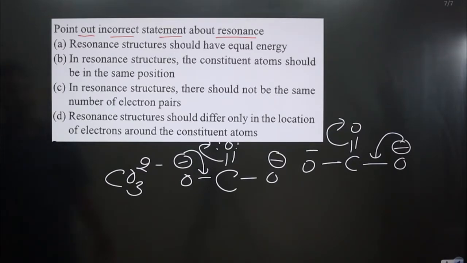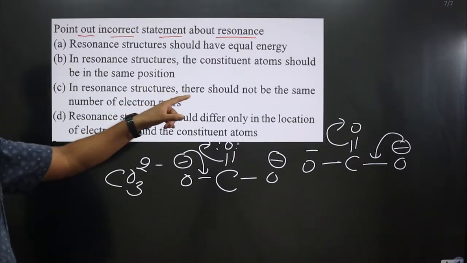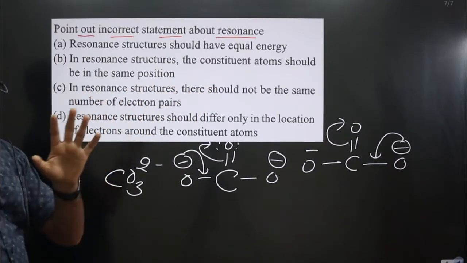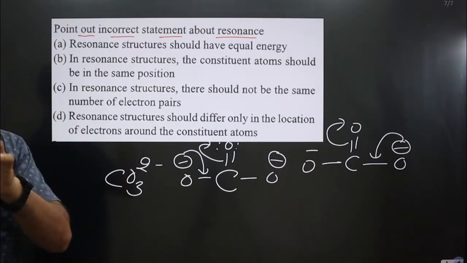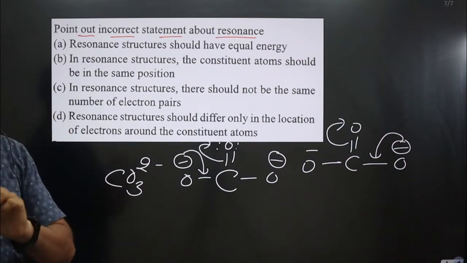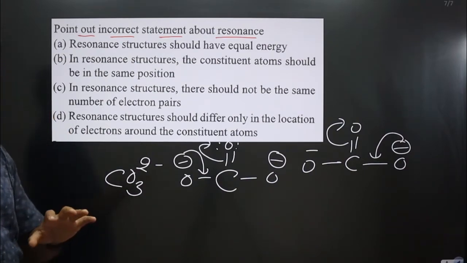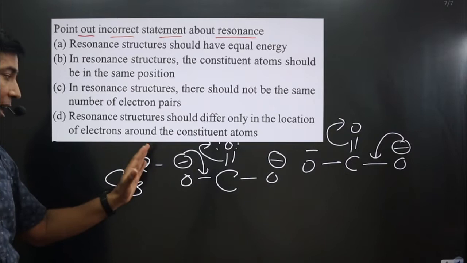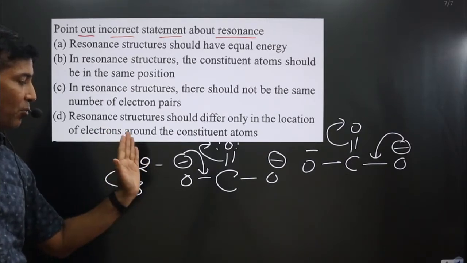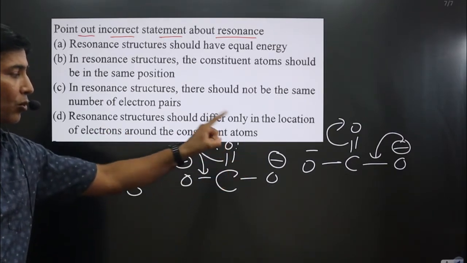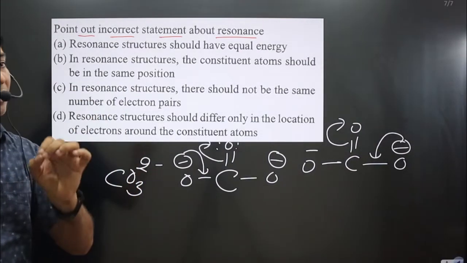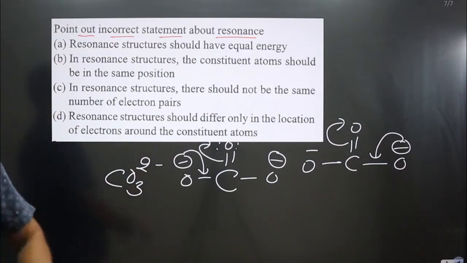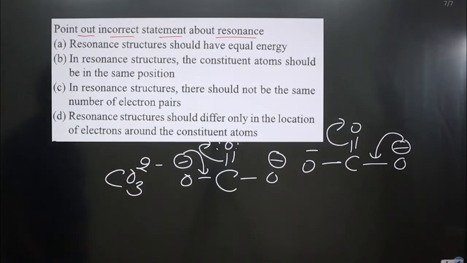Okay. Now if I talk about option C, in resonance structures there should not be the same number of electron pairs. Always keep in mind, the number of electron pairs remains the same in resonating structures. They will not be unequal, they will be equal only. They can make a movement from one atom to another atom, but in the overall compound the number of electron pairs will be the same only.